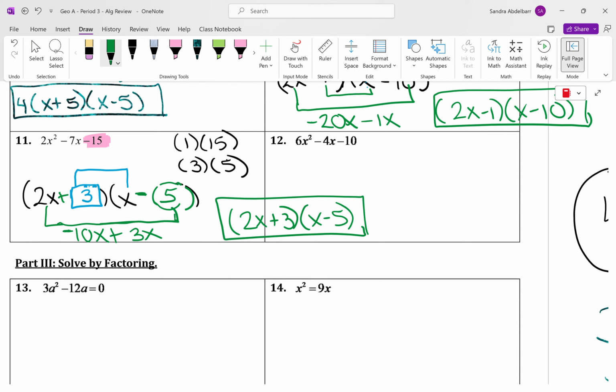All right, you guys try number 12. What should you do before you factor for number 12? Good. Check for your GCF, and there absolutely is a GCF there. It's not 6, but there is a GCF. And we're going to end there, and we will finish this lesson or this algebra review up tomorrow.